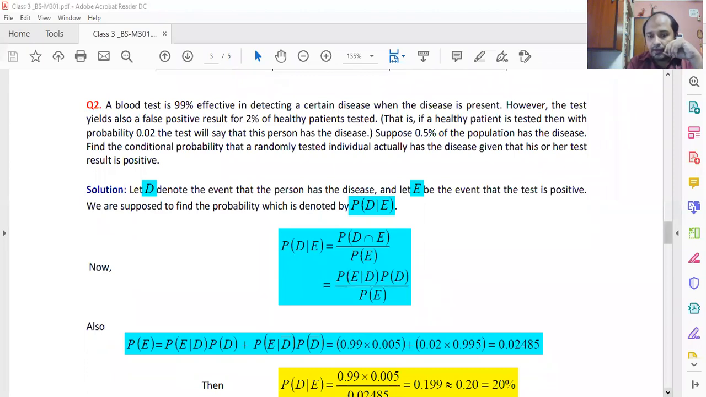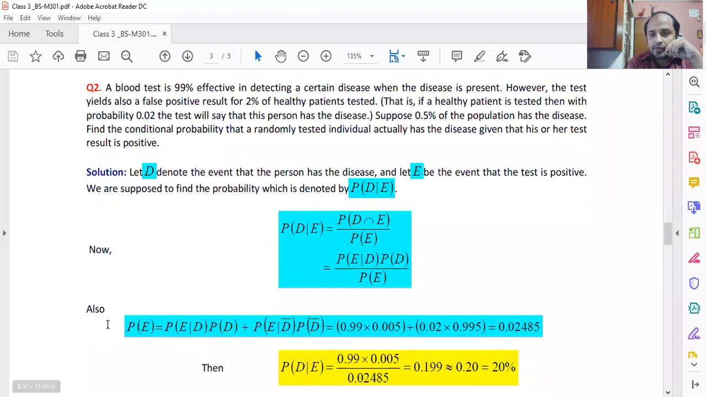Now, I have broken this into two halves. Probability of E has been written as probability of E, given that the test result is positive, given that disease was there, into probability of the disease, plus probability that the test result is positive, given that disease was not actually there, and probability that disease was not there. So you see, all the information is given in the problem.